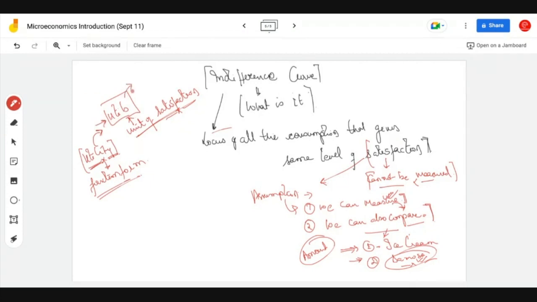There are two different approaches about satisfaction. One approach says that we cannot measure, and the second approach says that we can measure. So what are the two approaches? Let me give you a short hint: cardinal and ordinal. Cardinal says that we can measure utility in terms of money.